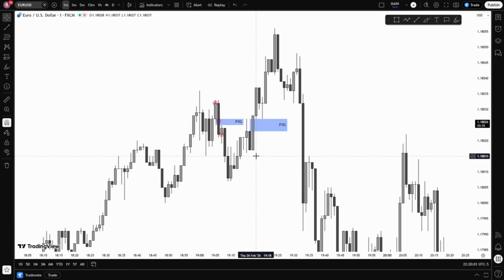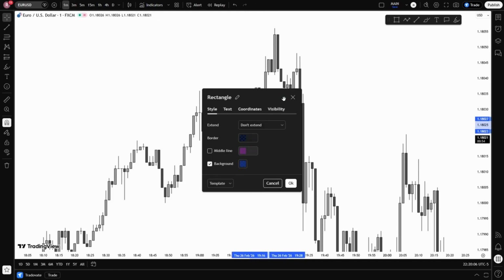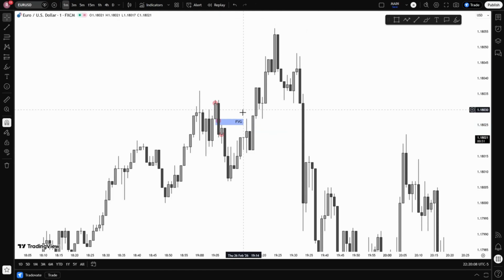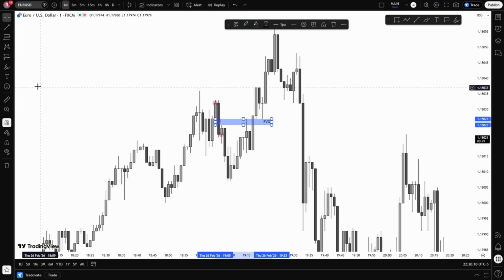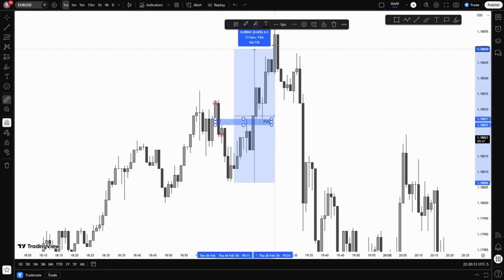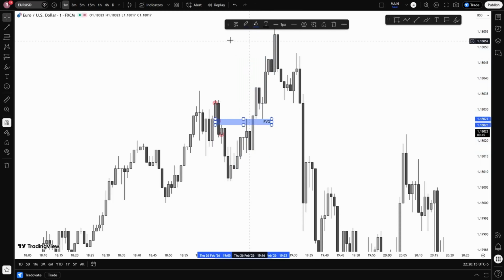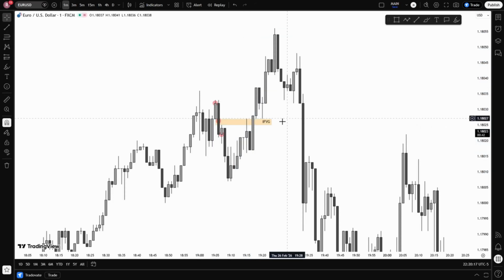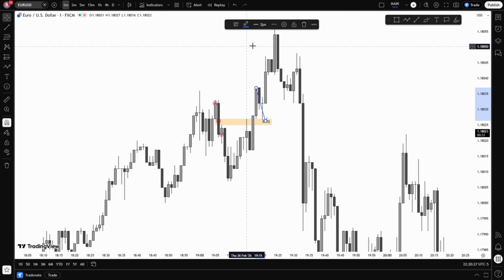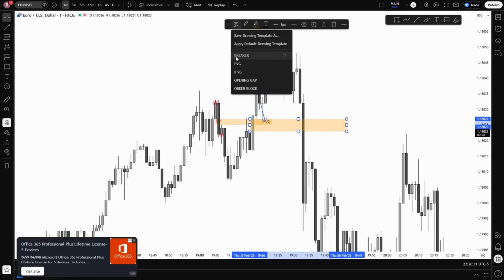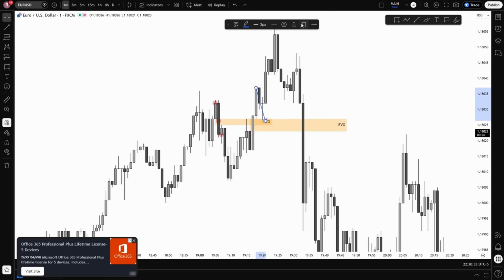Now let's talk about inversion fair value gaps. An inversion fair value gap occurs when a previously respected fair value gap is not respected anymore, and price closes aggressively through it. When we get a strong expansion candle that closes decisively beyond that fair value gap, it flips its role. What was previously resistance can now become support. What was previously support can now become resistance. So from that point, we can anticipate continuation in the new direction, either higher in a bullish trend or lower in a bearish trend.